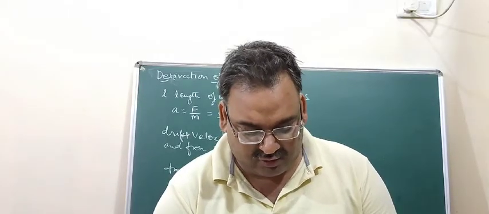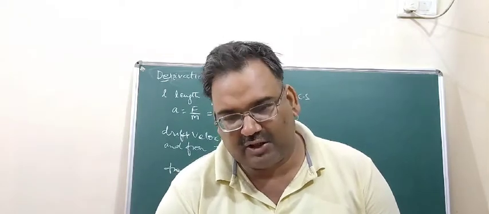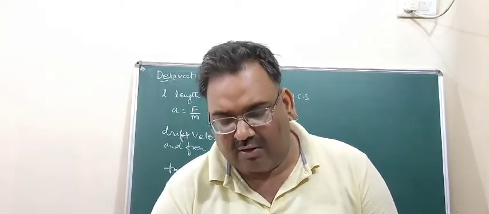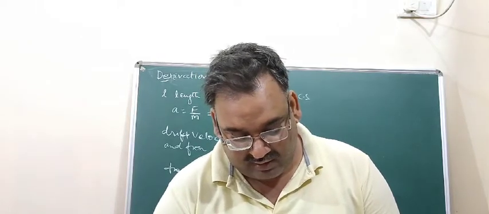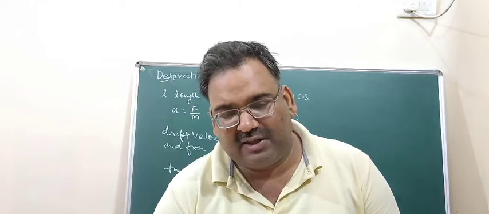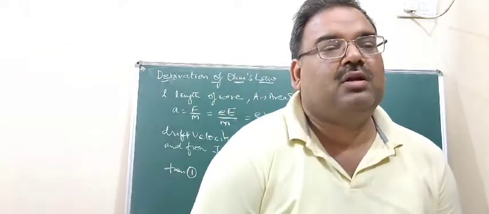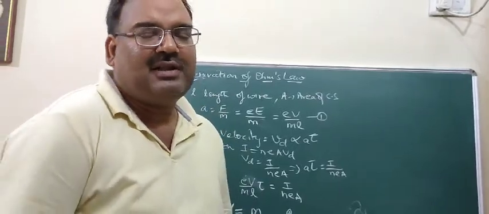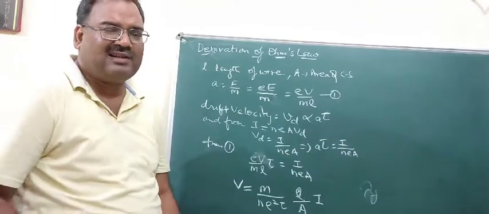Next we have the derivation of Ohm's law. So let us take L length of wire whose area of cross section is A, and we apply a potential difference V across the end of the wire. Then the free electrons in the wire experience a force. When we apply the potential difference across the end of the wire, what happens? There is an electric field set up, and as a result a force is experienced by the free electrons and they start to move, which results in the current.